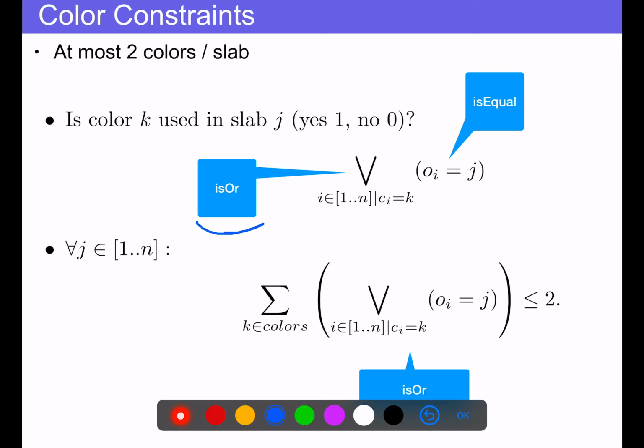an is-OR constraint like this is used to model that if the color K is used in slab J. So we know that color K is used in slab J if this relation is true. Okay? If I have at least one order of the color that I want to compute the presence or not of, that is assigned to this specific slab J. Okay? So if at least one order of color K is assigned to slab J, this will be true.